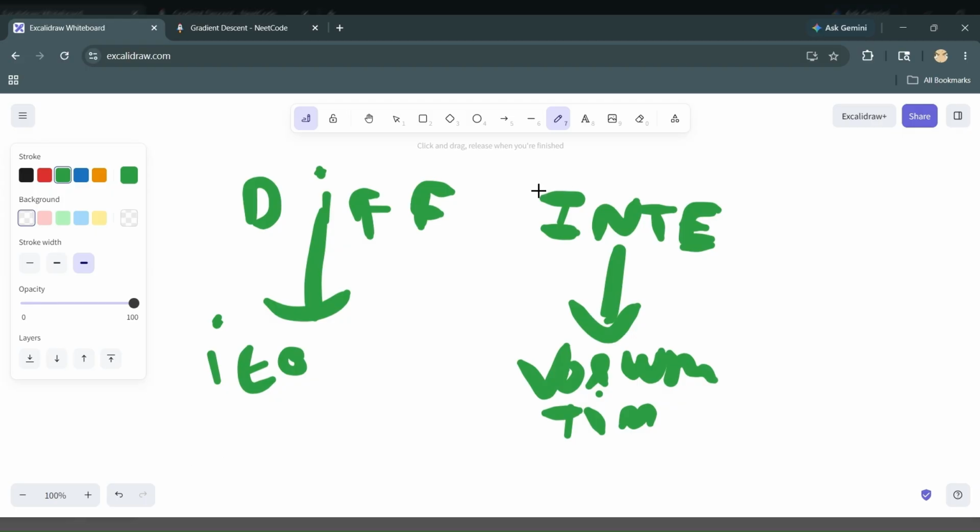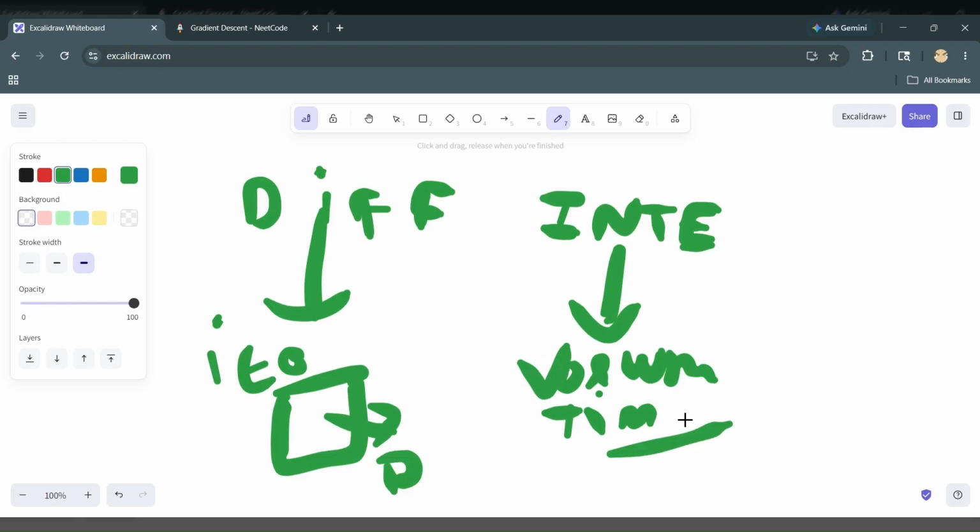So what differentiation does is we split some shape into tiny pieces so that we can find the margin of the error. In integration, using these tiny pieces, we'll make the shape out of it.